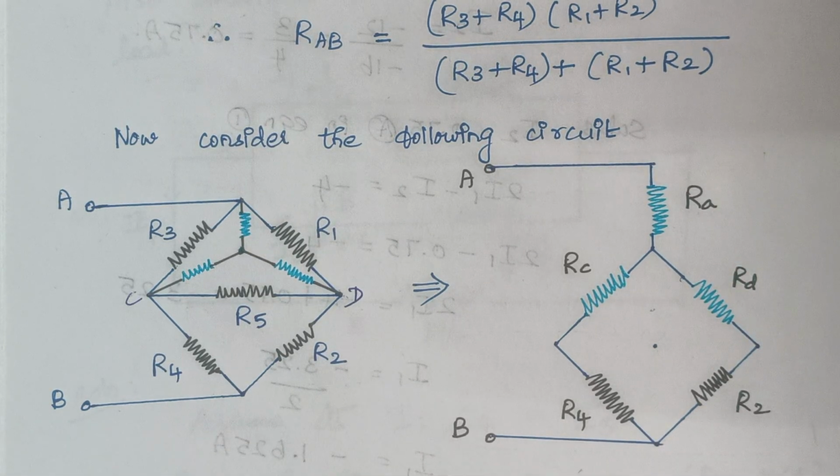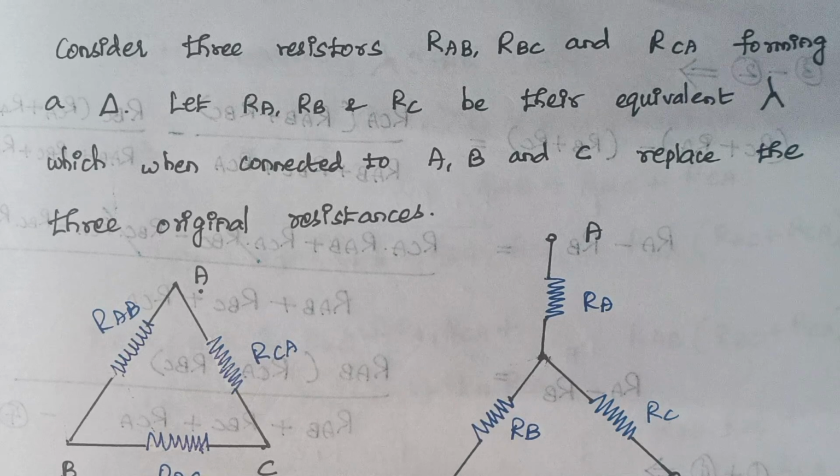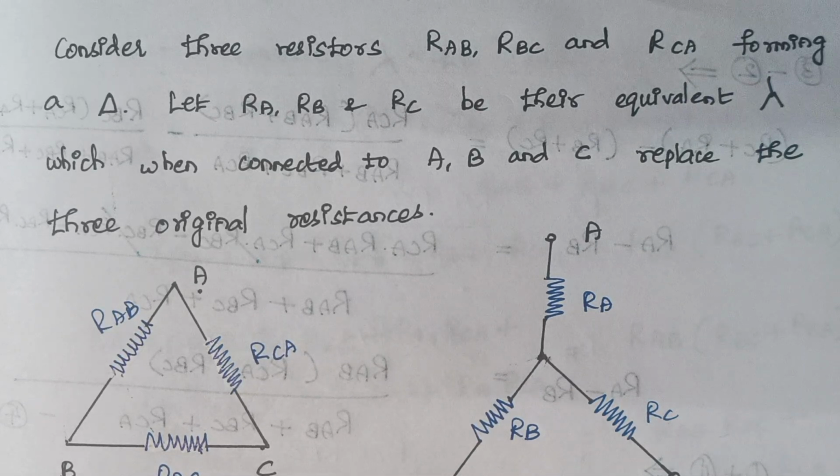RA. So in order to calculate the equivalent resistance between the terminals, we use star delta conversion as well as delta star conversion. It depends upon the case. Now let's see the transformation, how a delta network can be converted into a star and what formulas we have to use.